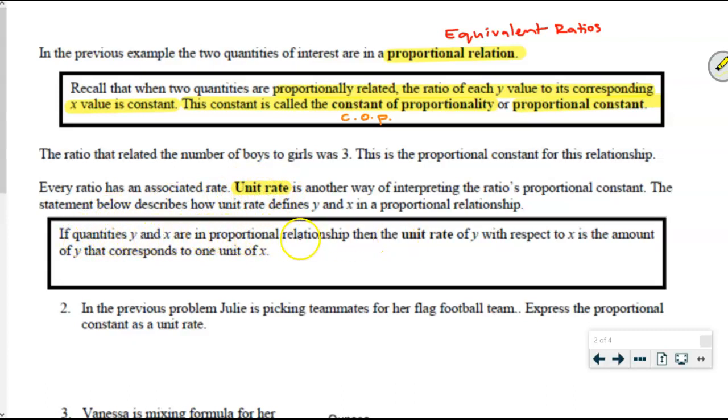So the unit rate: if quantities y and x are in a proportional relationship, which they are here, then the unit rate of y with respect to x is the amount of y that corresponds to 1 unit of x. That's why it's a unit rate, because unit rate, uno, that root word is 1. That means I'm simplifying the ratio of 18 to 6 to 3 to 1. And you can see, of course, that 3 to 1 simplifies to 3. This is what we refer to as the COP. And we keep it a rate or a ratio when we still keep the 1.